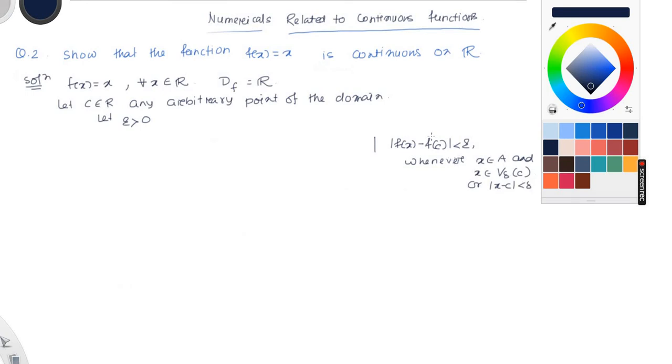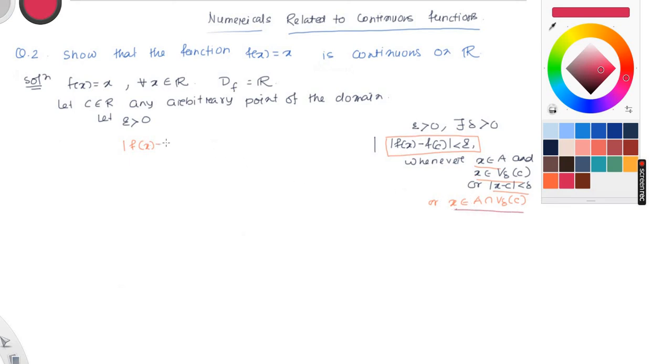Then we say the function is continuous. That means for every epsilon, if we get at least one positive delta such that mod of f of x minus f of c is less than epsilon whenever x belongs to the domain and to the delta neighborhood of c, that is, mod of x minus c less than delta, or x belongs to the domain intersection the delta neighborhood of c, then we say the function is continuous.